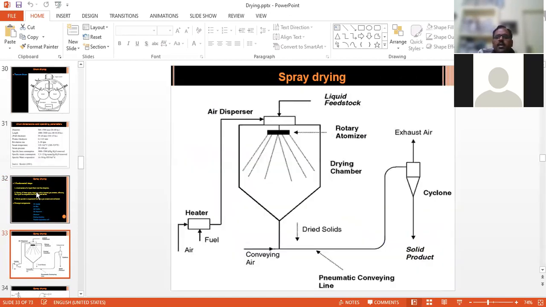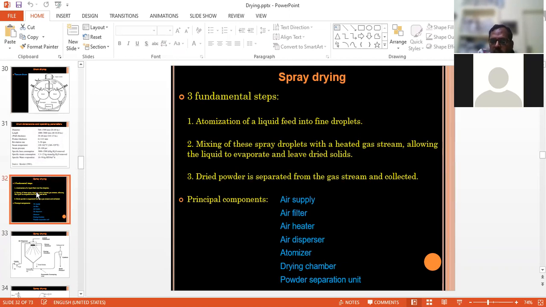Another one is spray drying. You already know that this is a very popular method of drying, and you must have seen that almost all dairy plants use spray drying for the drying of milk or milk products. We also use it for drying different types of juices, and even in coffee, we use this method in a big way. And you already know the principle of spray drying.